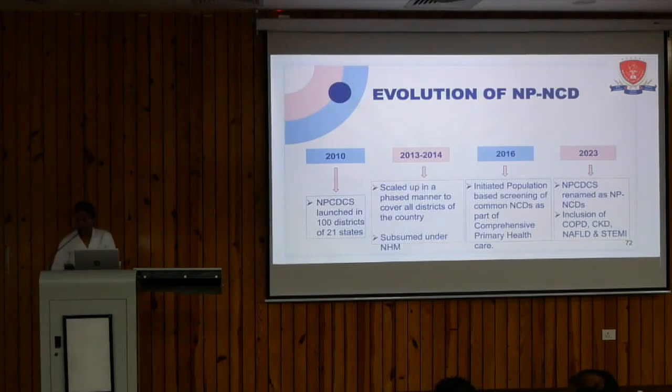The evolution of the NCD program: it came into being in 2010 and was named NPCDCS, that is National Program for Prevention and Control of Cancer, Diabetes, Cardiovascular Diseases and Strokes, launched in 100 districts and 21 states. In 2013 and 14, it scaled up in a phased manner to cover all districts of the country and was subsumed under the National Health Mission.